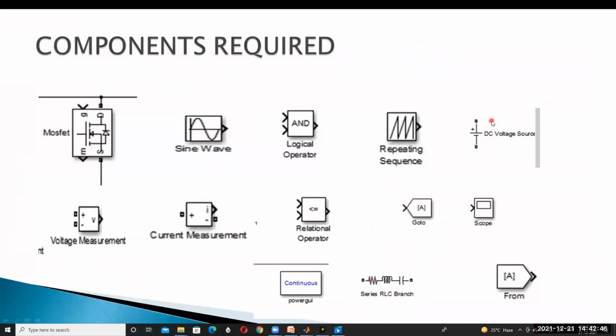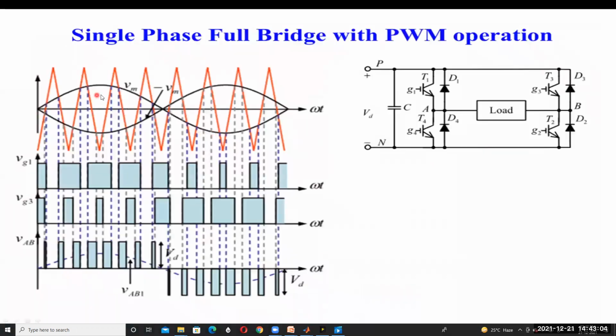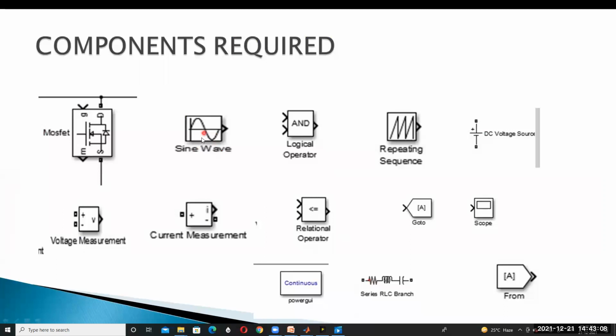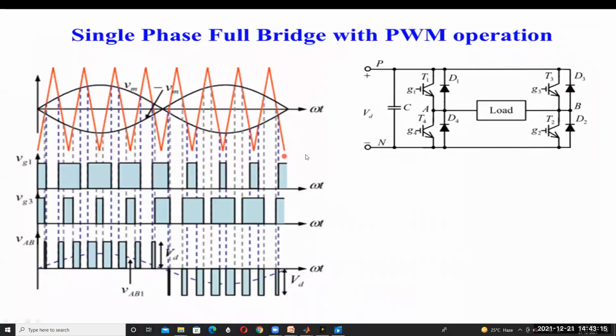These are the different types of components. First one is the MOSFET, a high switching frequency device. That's why, for the design of this inverter, we are concentrating on the MOSFET. Then the sine wave, our reference signal, is called the sine wave. These components we will take from the MATLAB library. And then next, the logical operator.